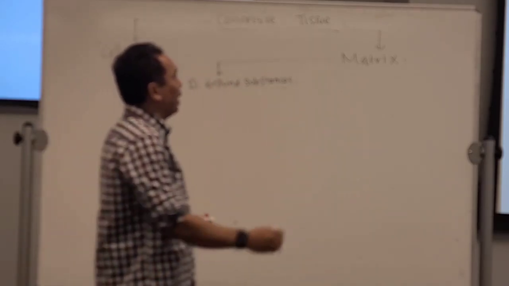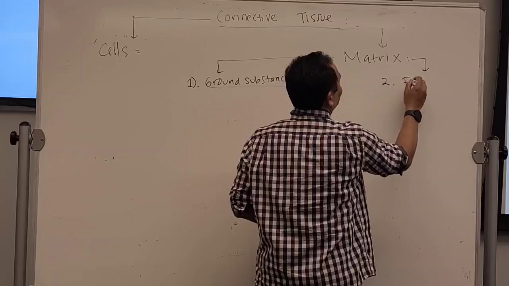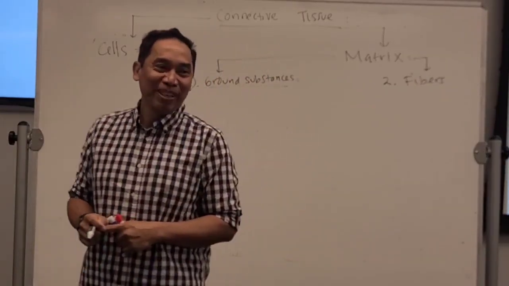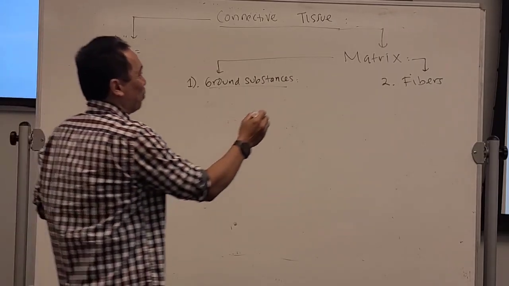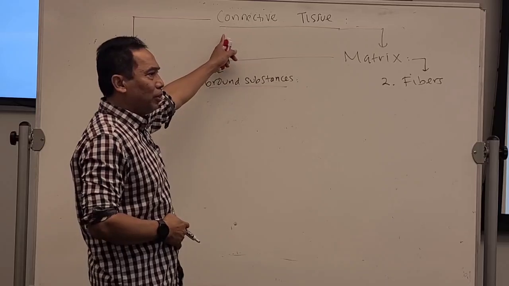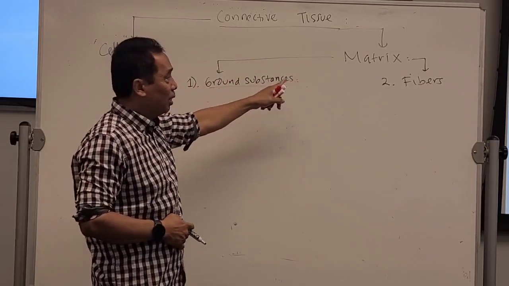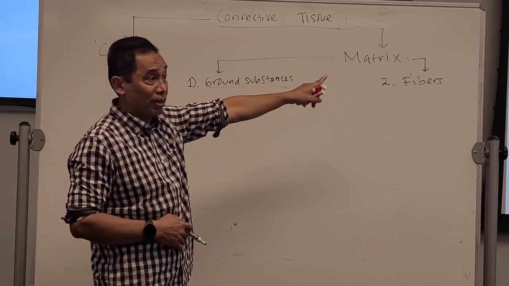Okay? And the second one? Fibers. Good job. You ready? Fibers. Okay. The classification of the connective tissue will be based on these 2 things. Based on the matrix later. Based on the ground substances and also based on the fibers.